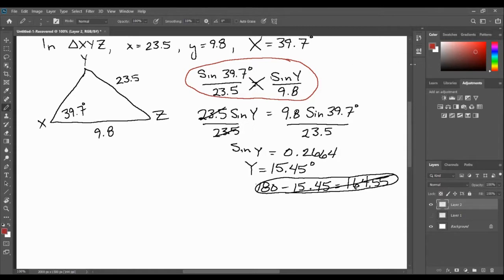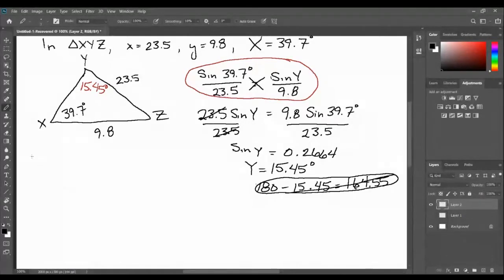Let me go ahead and change colors, since that has to be the case, because the supplement would not work inside this triangle. So I only have one solution with this particular triangle, which is nice.